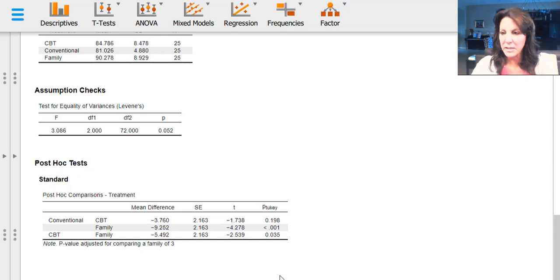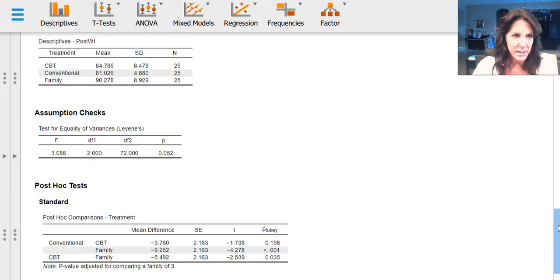Now let's look at the means to see what this all means. So we know that there are these differences. First of all, conventional versus family. Conventional has a mean of 81 and family has a mean of 90. The people who went through the family therapy weigh a little bit more, and that's a good thing when we're talking about anorexia nervosa. So that is a significant difference there.